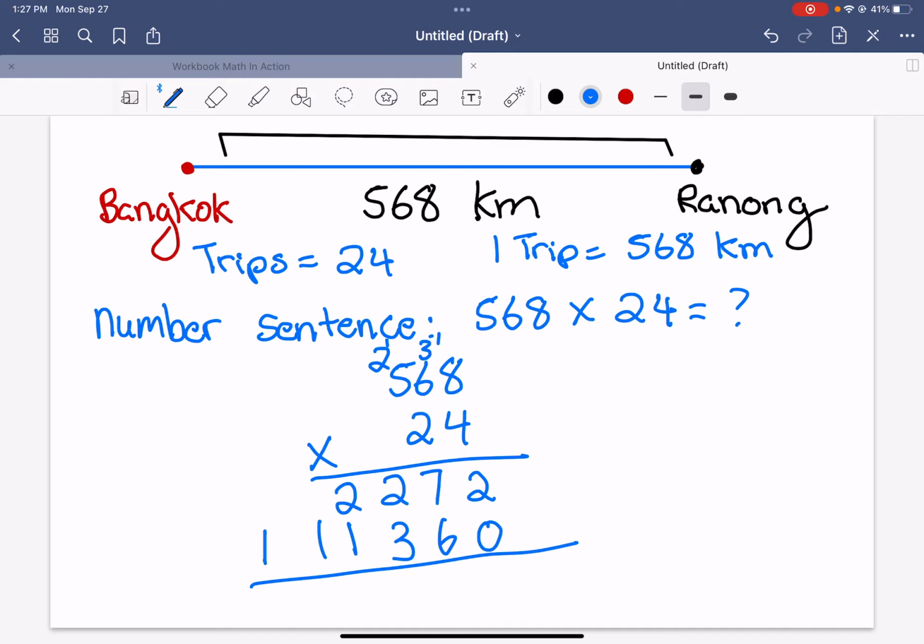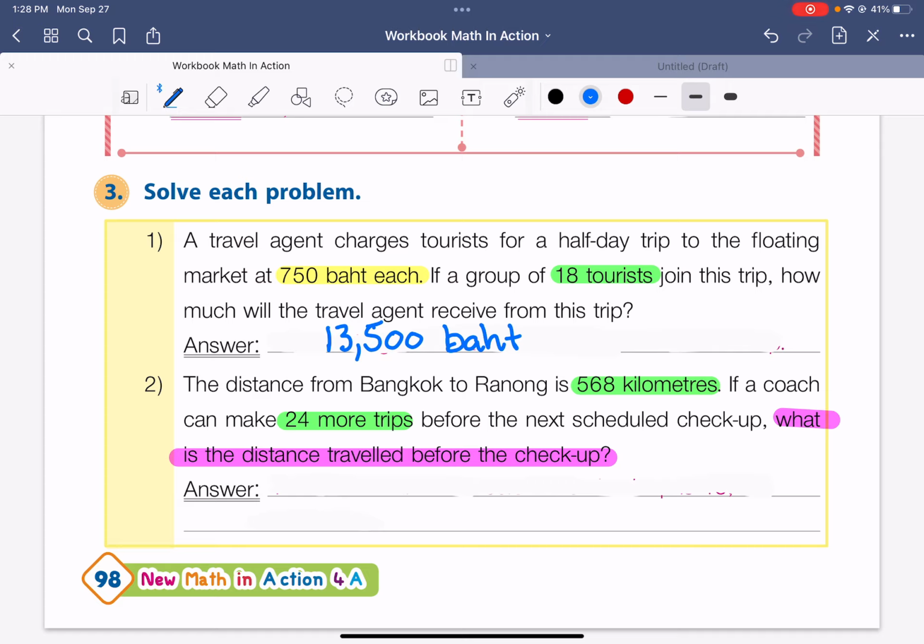Add this together. We get 2 plus 0, 2. 7 plus 6, 13. Carry over the 1. 1 plus 2 plus 3, 6. 2 plus 1, 3. Carry over the 1. We have 13,632. We're going to write here, what is the distance traveled before the checkup?